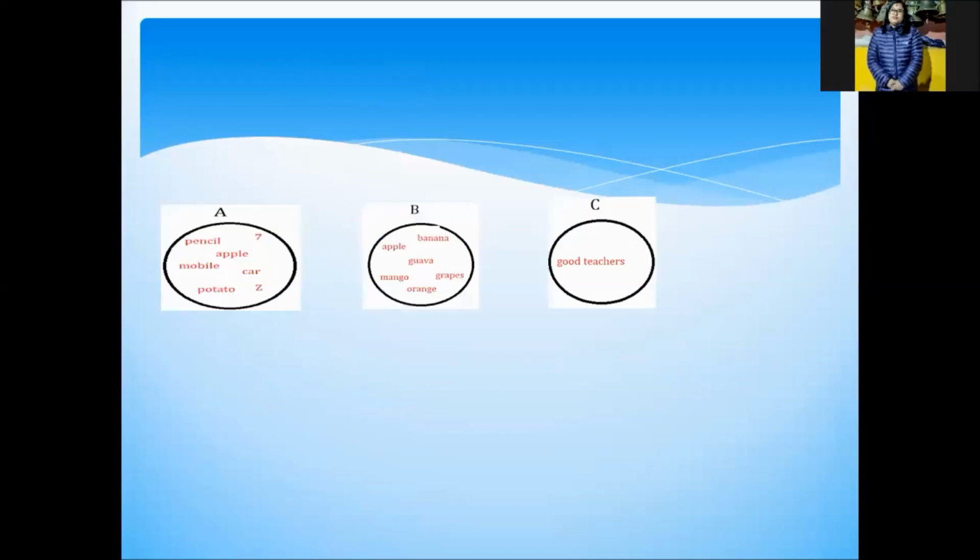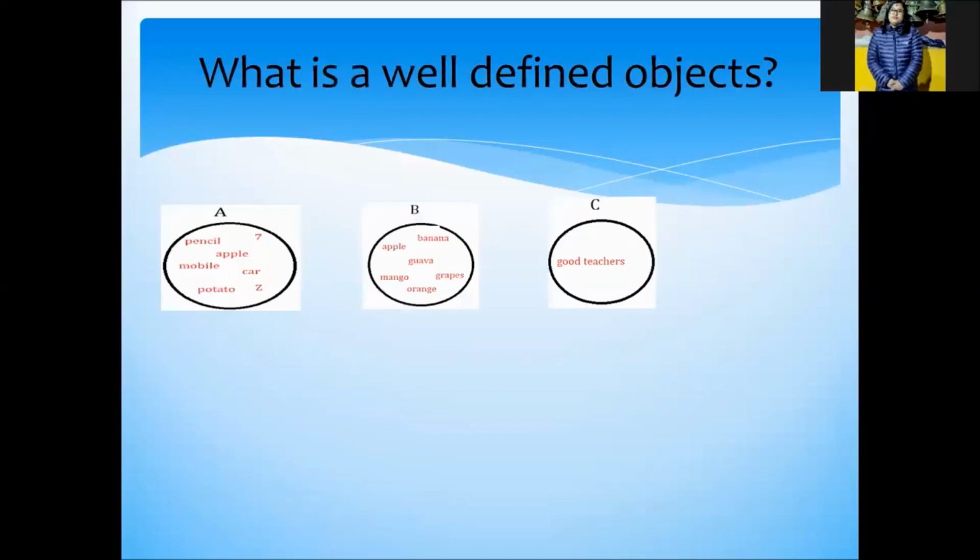Now, what is a well-defined object? Which one of the following collections is a set? Let's go through the example. By this example, we will see what a well-defined object is. You can see on screen there are three diagrams.